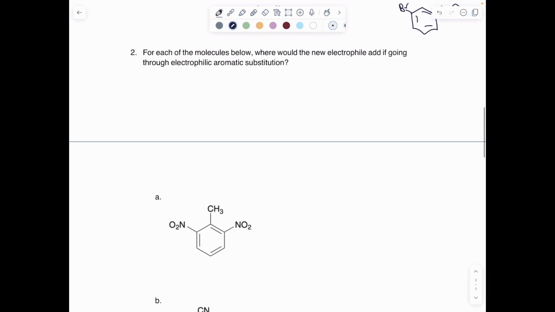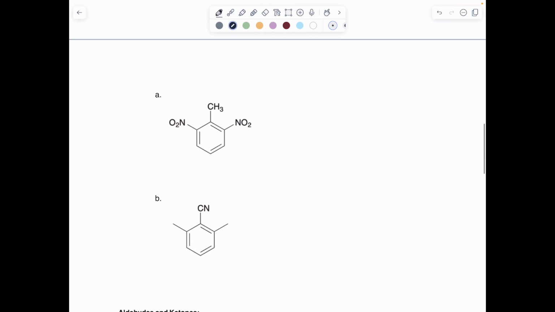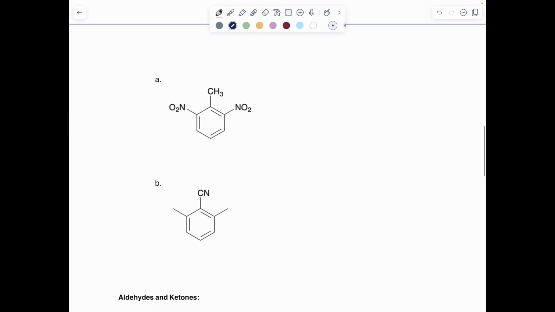Okay, question 2. For each of the molecules below, where would the new electrophile add if going through an electrophilic aromatic substitution? So this is just thinking about directing effects again and the impacts of multiple substituents on the overall addition to the molecule. So for part A, we have 2 nitro groups and 1 methyl group.